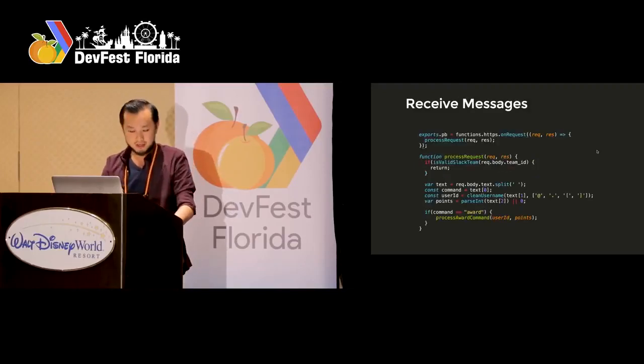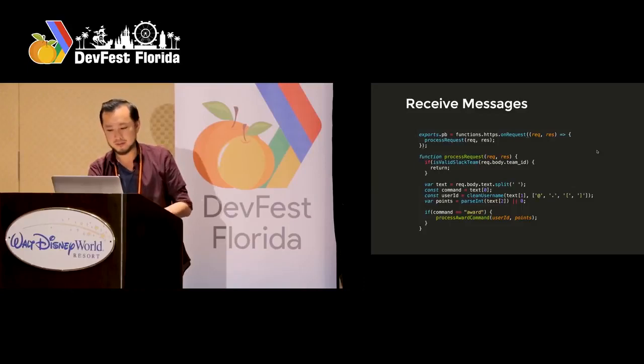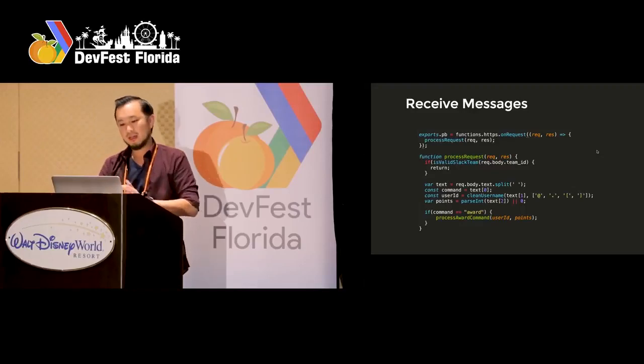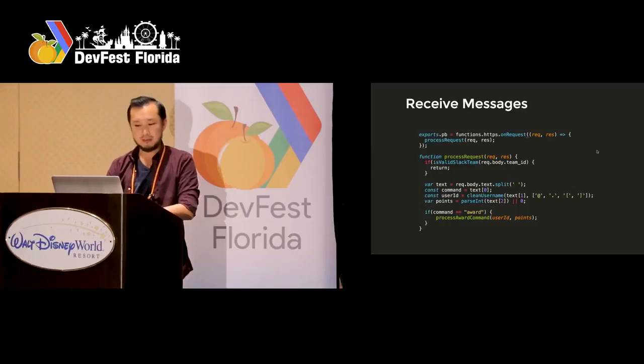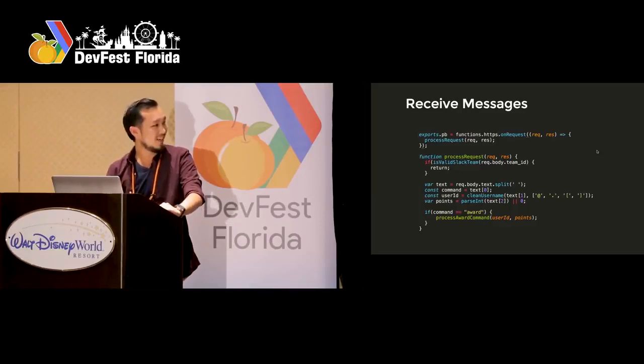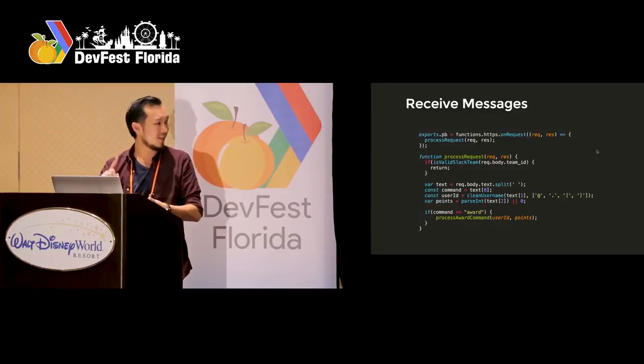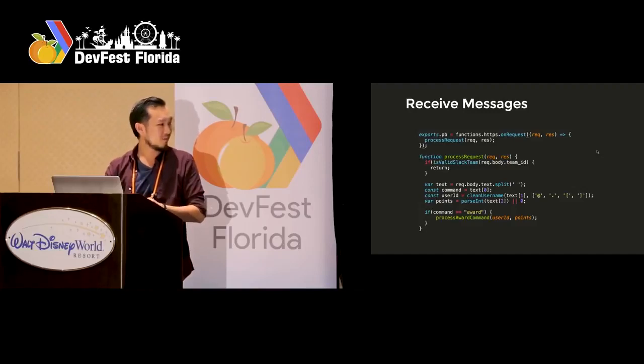So here's the code that I use to receive the message. I have an endpoint called PB, and the Slack command will hit this endpoint. The first thing I do is check if the Slack team ID is valid to access my bot. So it's just some security logic there. Next, I parse out the request message. So I get the user ID, the points, and the actual command. And at the very bottom, I process the award command.